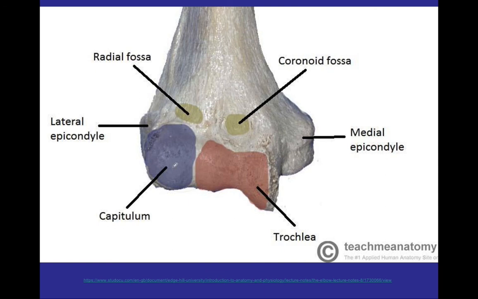And since we can see the capitulum and we can see the coronoid fossa, that tells us that we're looking at the anterior side of the humerus. We will also have another tiny fossa known as the radial fossa, and that is where the radius will sit when our arm is fully flexed.